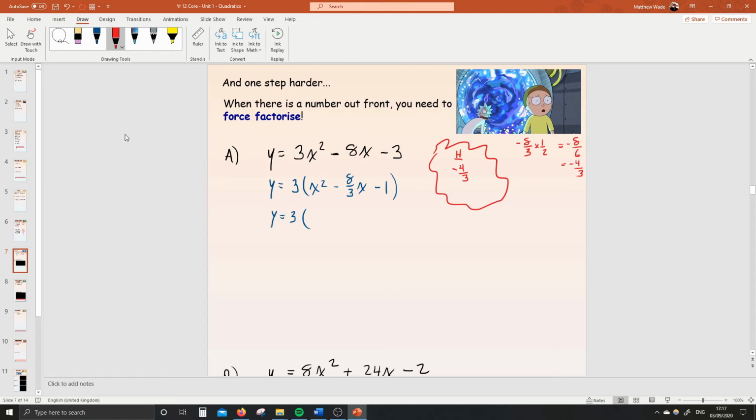Hard questions, eh? Harder than GCSE. Then what you're going to do is square. If you square negative 4 over 3, negative and negative makes positive. The top's going to be 16, the bottom's 9. So it's 16 over 9 when you square it.